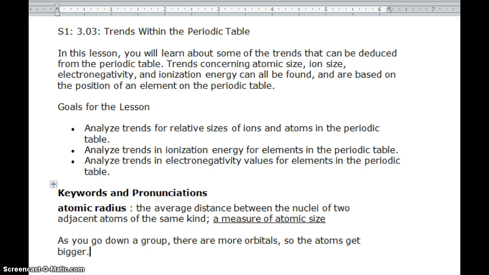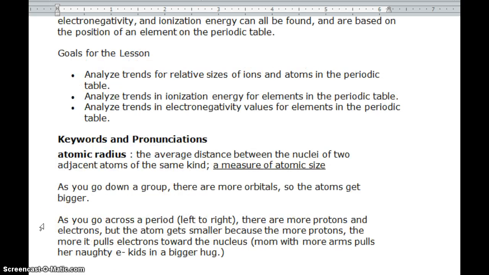All right, great. So let's add that to our notes. As you go across the period from left to right, there are more protons and electrons. Okay, but because there's no more orbitals, it's not getting bigger. So the same number of orbitals, but the atom gets smaller because the more protons, the more it pulls the electrons towards the nucleus. Again, mom, which of course is the nucleus, the center of it all, with more arms, pulls her naughty electron kids in a bigger hug. So it might sound silly, but sometimes the silly ways help you remember, and if you can remember without the silliness, that's fine. If you need a little bit of silliness to survive chemistry, that is also fine.